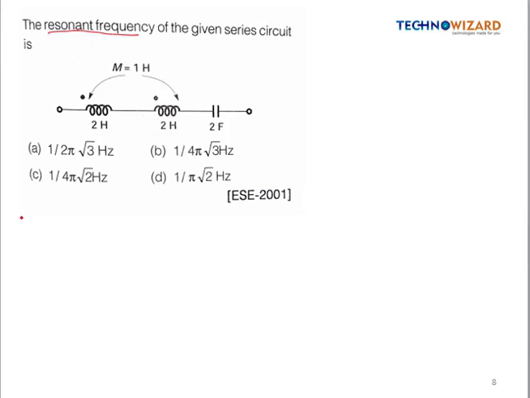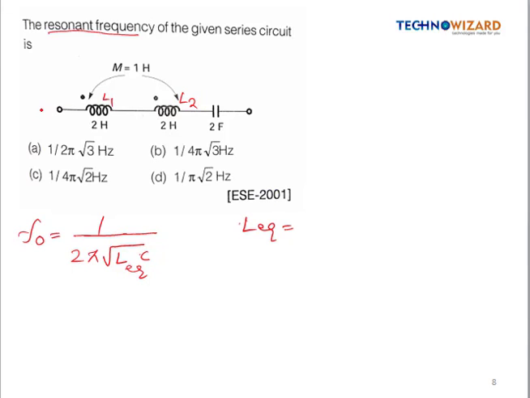So we all know that the formula for the resonating frequency is given by 1 by 2 pi root LC, but here we have two inductors present, so it will be L equivalent. Now we have to calculate the value of L equivalent. Here we have two inductors. Suppose this inductance is L1 and this is L2, right?